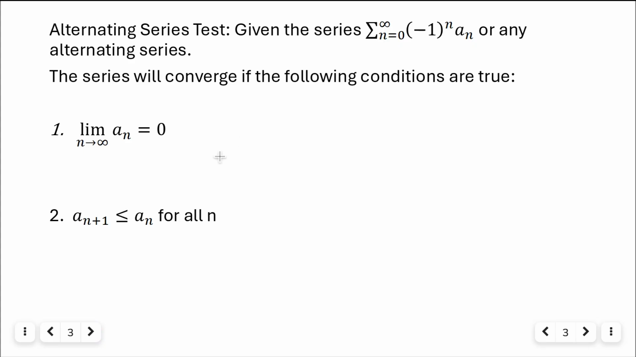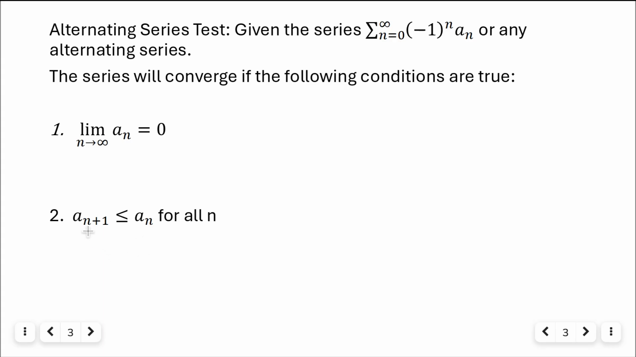The alternating series test: given the series, the sum from n equals 0 to infinity of negative 1 to the n, a sub n, or any alternating series, the series will converge if the following conditions are true. The limit as n approaches infinity of a sub n is equal to 0. So basically, if I take the nth term by itself, without the fact that the series is alternating, and I get 0, that's one of the two conditions. And then the second condition is that a sub n plus 1 has to be less than or equal to a sub n for all n, which looks perhaps a little bit confusing.